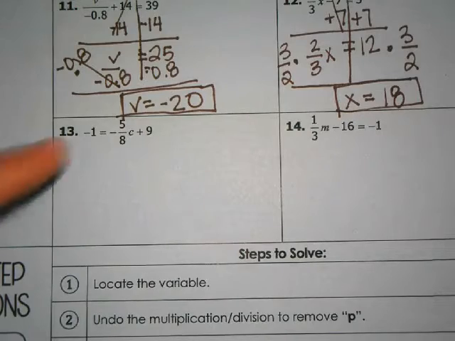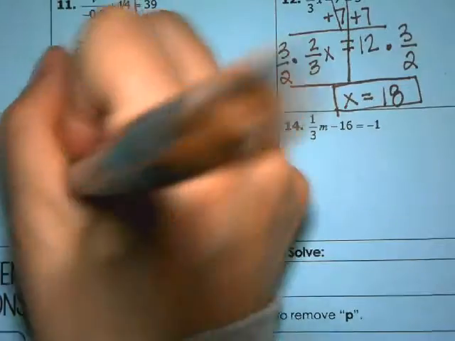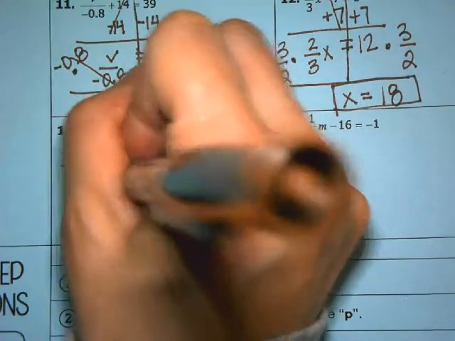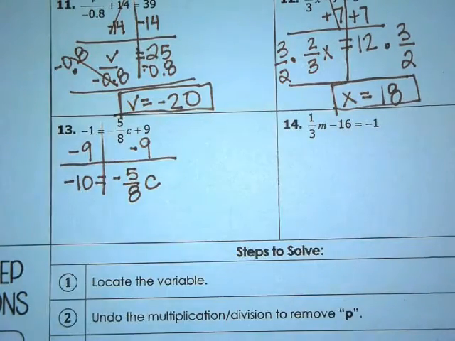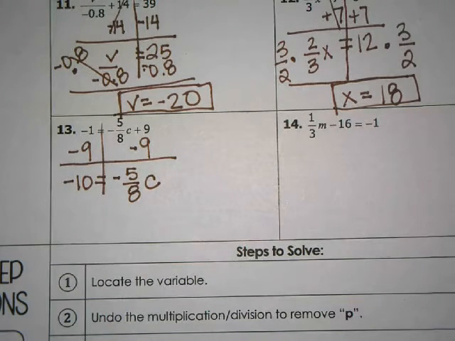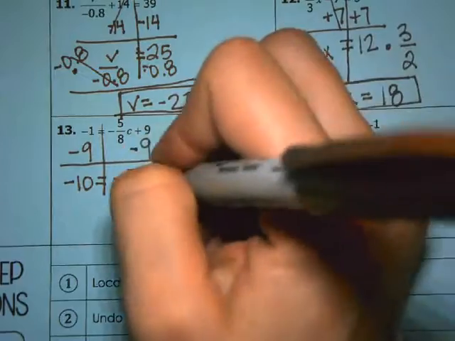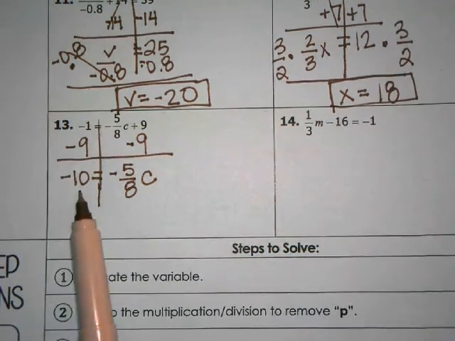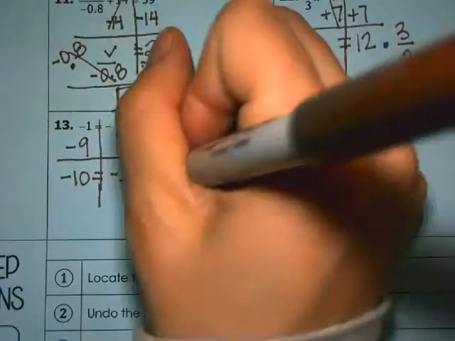Okay, problem 13. You would need to get rid of the 9, so you're gonna subtract 9. Excellent. What do we get? You get a -10. Equals? -5/8. Perfect. What now? Now you multiply by 1/10. I don't multiply by 1/10 because the 10 is not on the side with the variable. So what would I multiply by? I would multiply by 8/5.